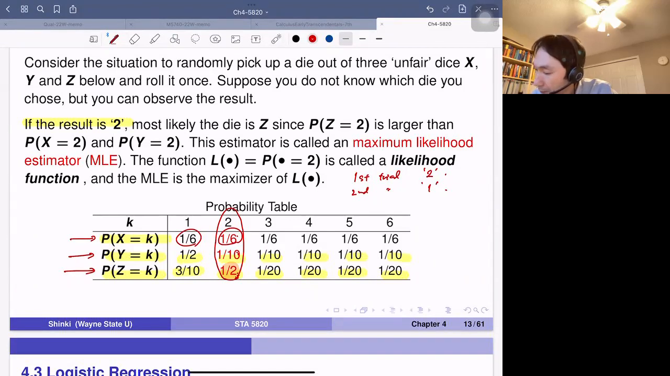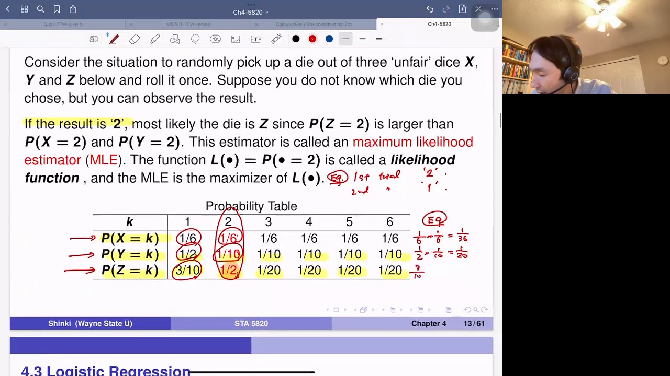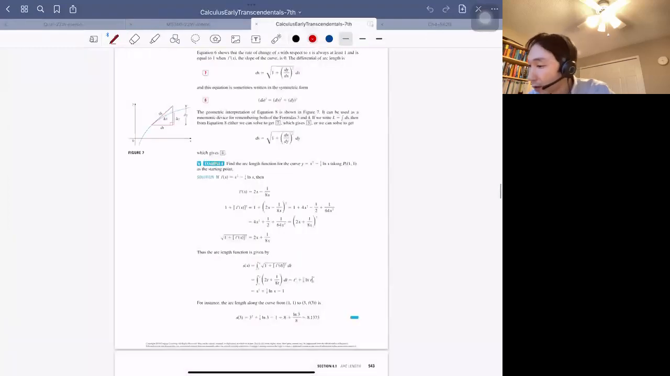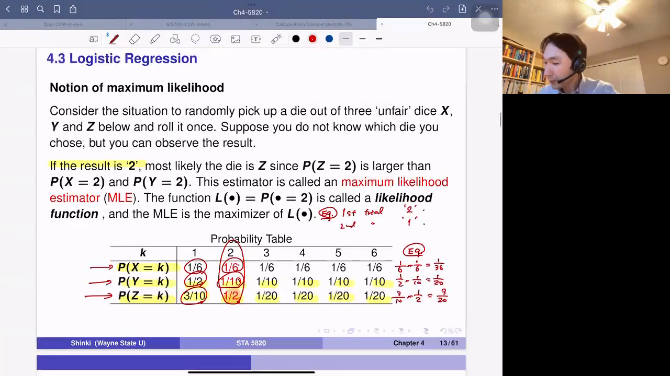For this example, the probability is 1/6 times 1/6, so 1/36. And for Y, 1/2 times 1/10, so 1/20. And for the die Z, 3/10 times 1/2, so this is 3/20. So in this case, actually the die Z is much more likely than the others. You can see this is much larger than the others.